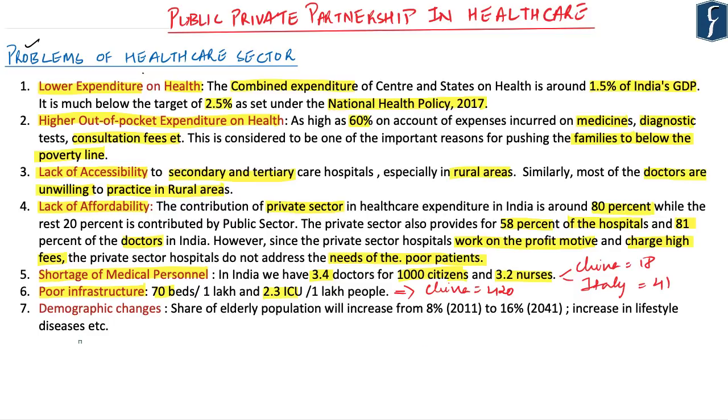Now, the next point is that these already existing problems are set to increase considering the fact that India is going to undergo a demographic change in the next 2 decades. Now, in the next 2 decades, that is almost by 2041, the share of elderly population in India will increase from 8% in 2011 to almost 16% in 2041. Furthermore, there has been an increase in the various lifestyle diseases in India as well, and this increases the overall pressure on the healthcare infrastructure in our country.